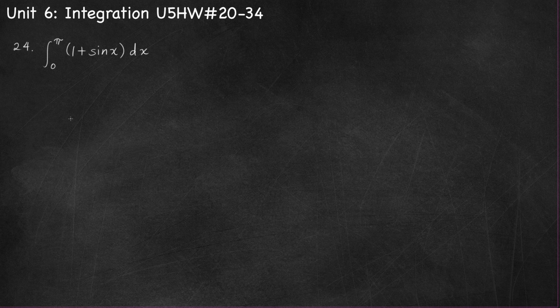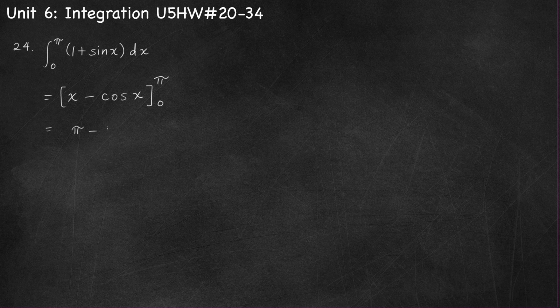Number 24, we want to integrate 1 plus sine x dx on the interval from 0 to pi. So the antiderivative of 1 is just x. The antiderivative for sine x is negative cosine x. And we're evaluating on the interval from 0 to pi. So we're going to sub in our top value.